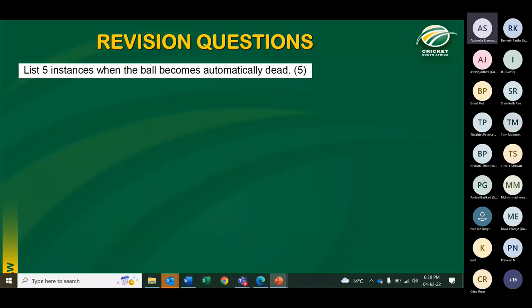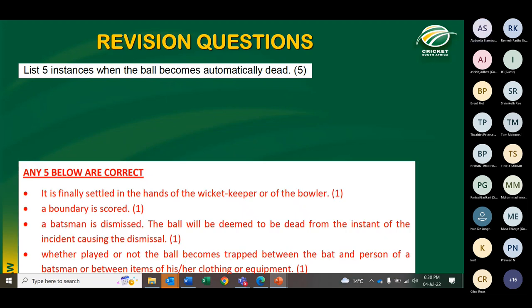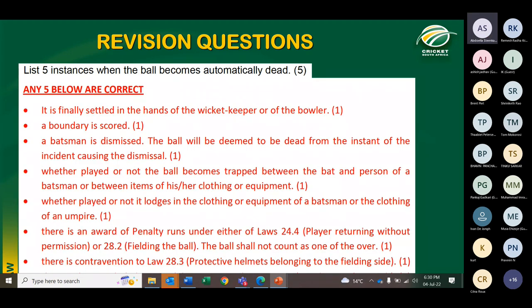So the first question last week was five instances where the ball becomes automatically dead. There are seven listed below. You can name any five. I'm not going to go through all of them. They are on the screen.